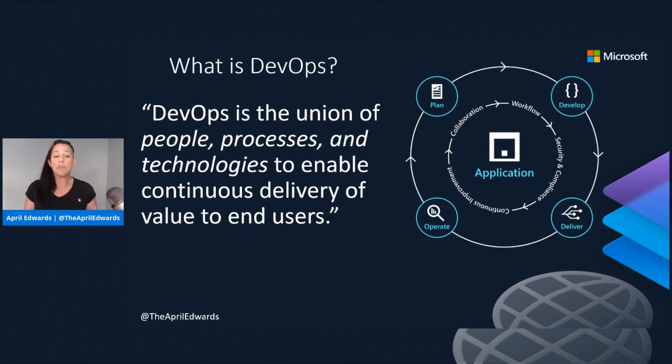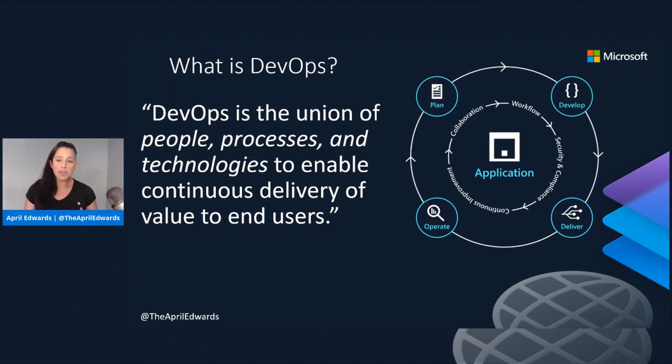DevOps is the union of people, processes, and technologies to enable continuous delivery of value to end users. Now, I really want to focus on this word value because it doesn't matter if you're shipping code or some kind of product or feature or anything else. Maybe you're delivering infrastructure to your organization and your end users. If you're not delivering value and they're not consuming it, then what are you actually delivering? Because they're not going to use the product, they're not going to use the feature, and there's no value attached to that. And we need to be delivering value to our organizations, whether it's internal users or maybe external end users and customers in the world.